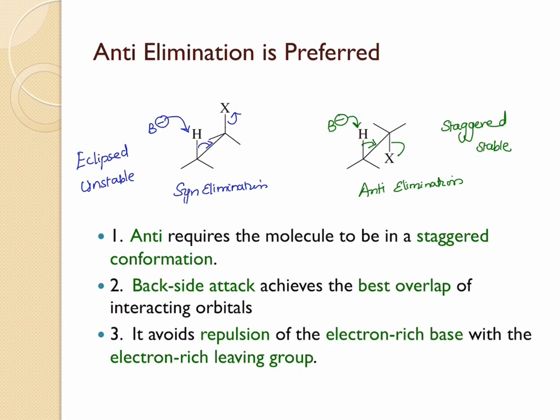Whereas in the case of syn-elimination, you can see that the base that needs to abstract this hydrogen and the X are pretty much in the same position, right? Same direction, and therefore there is increased electron repulsion between them, making the syn-elimination hard. So here are the three reasons why anti-elimination is preferred in an E2 elimination reaction.